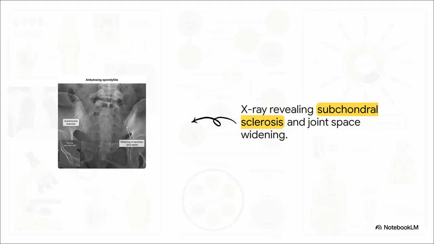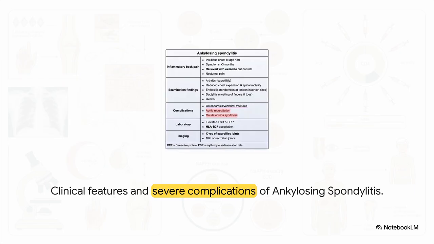If you suspect ankylosing spondylitis, getting diagnostic imaging is key. You're specifically looking for this pathognomonic widening of the sacroiliac joint space, along with subchondral sclerosis. And while most folks with ankylosing spondylitis don't actually have a reduced life expectancy, you still have to monitor them closely for some very specific, severe complications. We're talking osteoporosis that can lead to vertebral fractures, aortic regurgitation, and cauda equina syndrome.